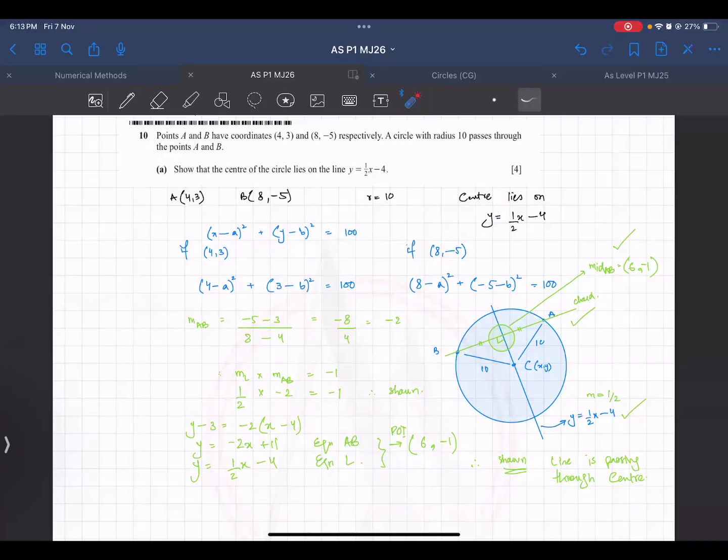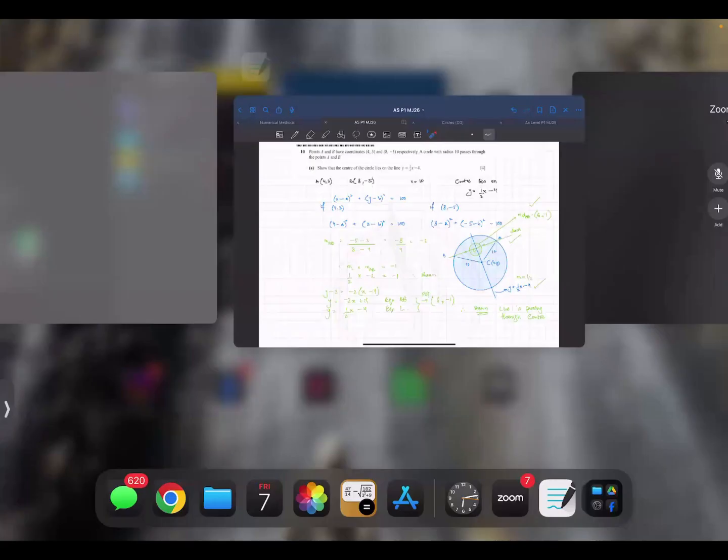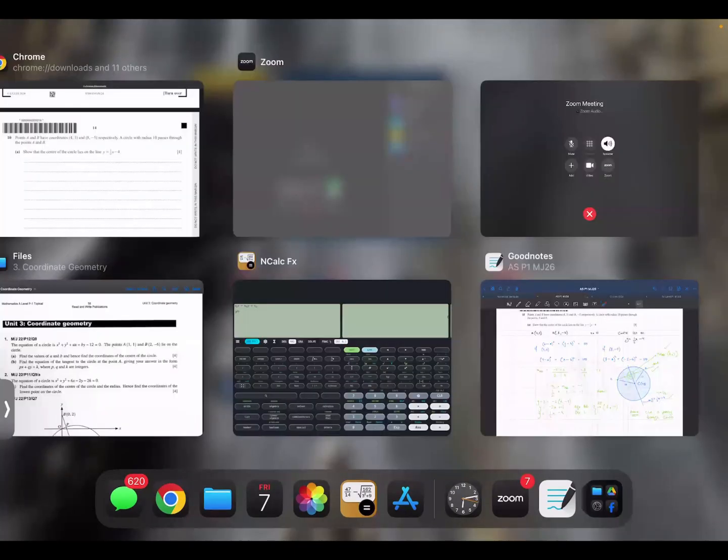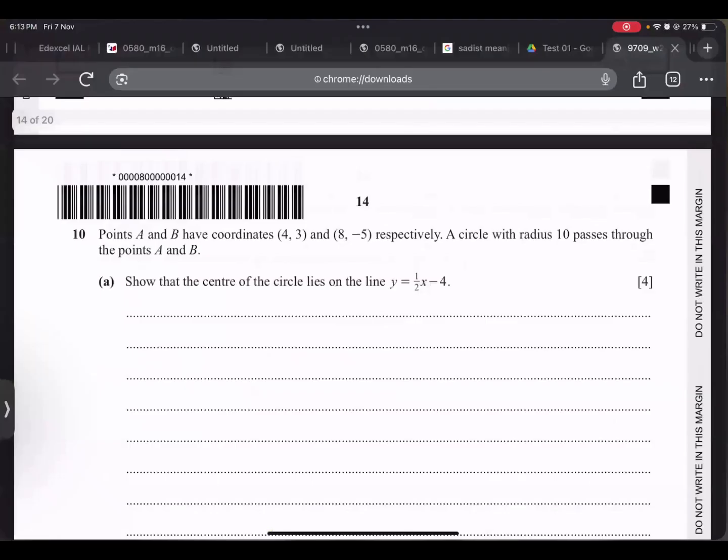Mohit, I didn't know. Okay, so we are moving on to the second part. Find the two possible equations of the circle. 5 marks.